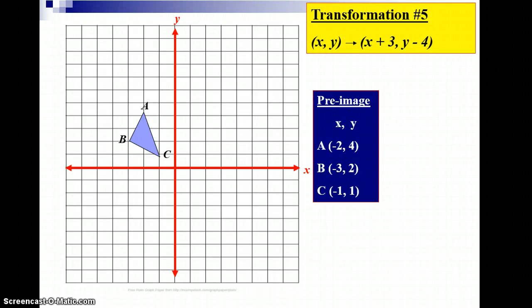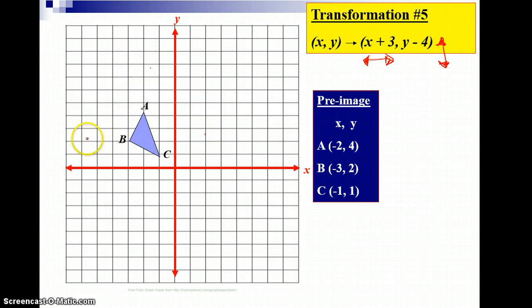Transformation number 5. We are changing both coordinates this time. So think about how your axes run. X goes right and left, Y goes up and down. So when you're going +3 on a number line, which direction will you go? When you're going -4 on a thermometer, which way will you go?